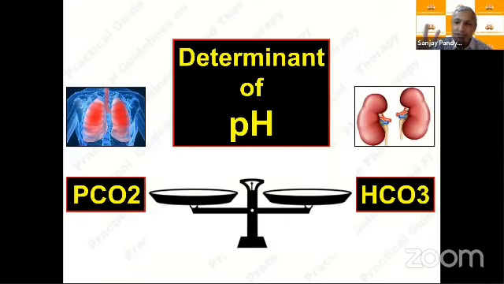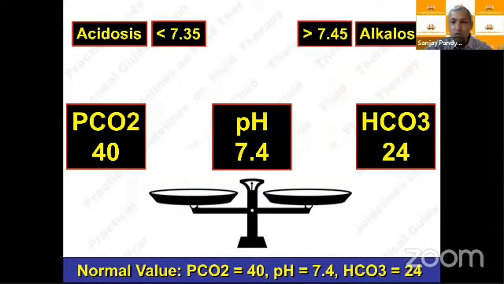The answer is that there are only two factors which determine pH: bicarbonate, which is regulated by the kidney, and PCO2, which is regulated by our pulmonary system. So only two things. There is no third parameter, and therefore I think our job is going to be very easy. So when bicarbonate is normal 24 and PCO2 is normal 40, then the pH value will be normal, and that is 7.4.